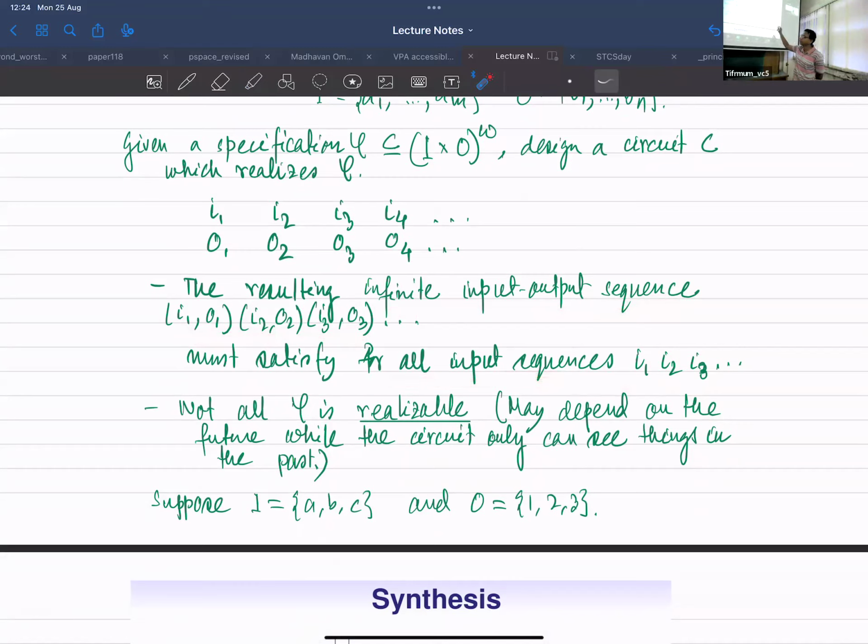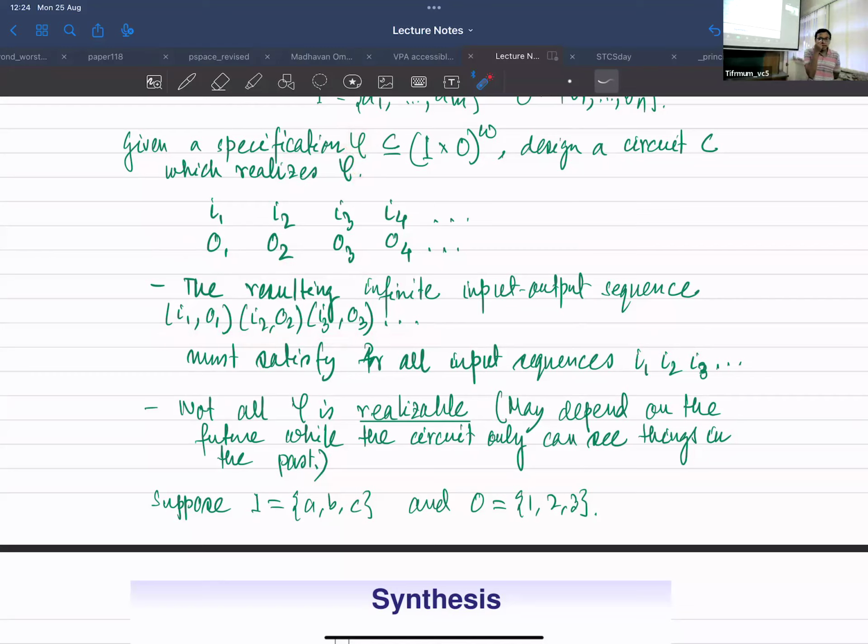So for all these input sequences, the output that is being generated, okay? These are coming from the environment and the system is producing these outputs, right? So this sequence, which is an omega word, should be in the specification language. So that is the problem.